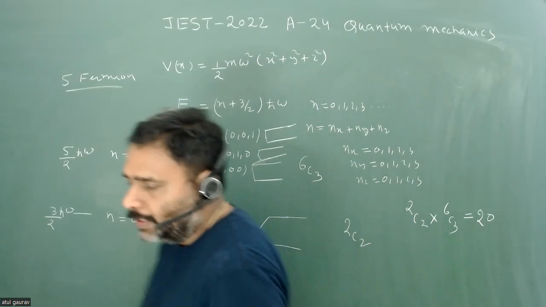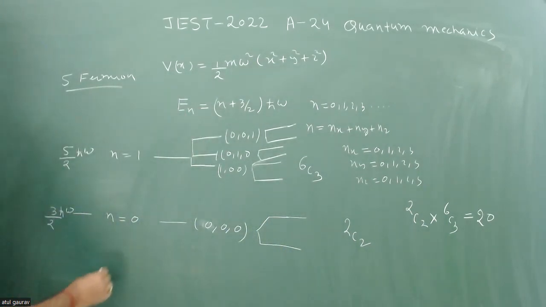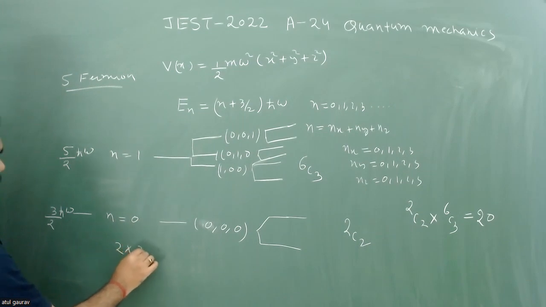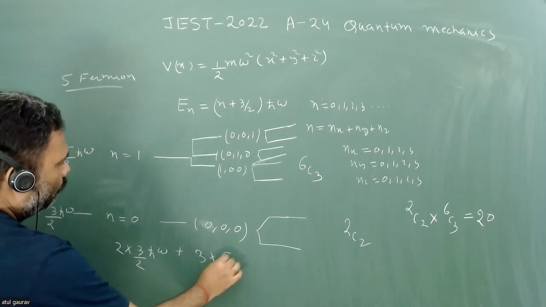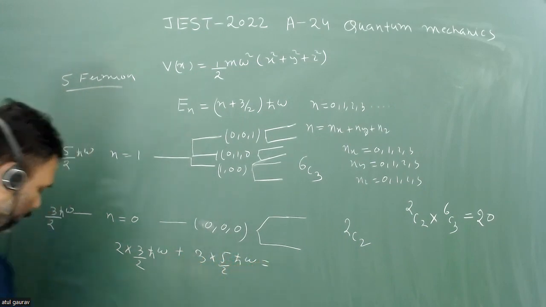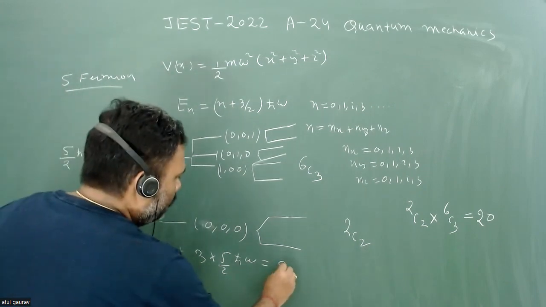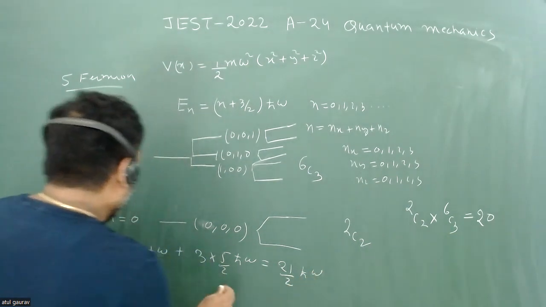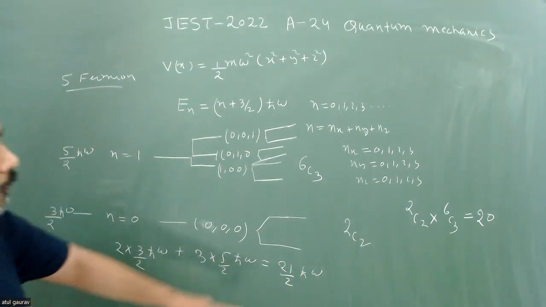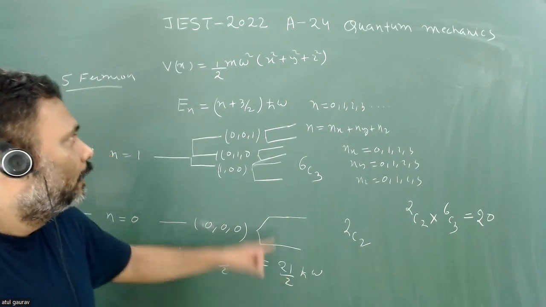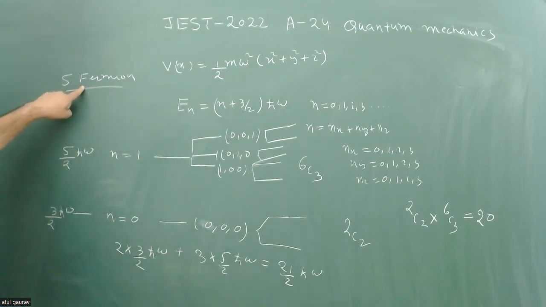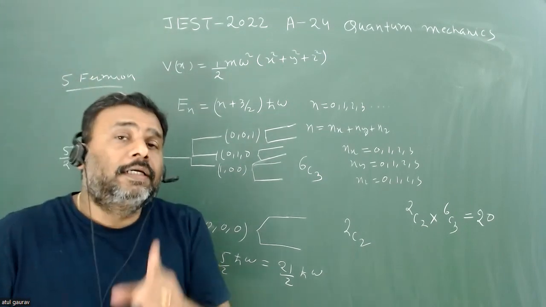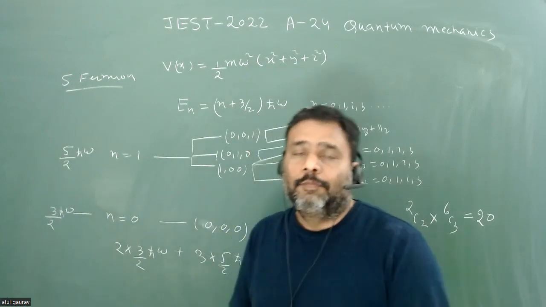And what will be the ground state energy? If you ask for the ground state energy, then this will be 2 times 3/2 h-cut omega plus 3 times 5/2 h-cut omega. And this energy eigenvalue I have calculated is 21/2 h-cut omega. So 21/2 h-cut omega for this particular potential will be the ground state energy. If we fill the 5 spin-half fermions, then 20 different energy eigenstates are possible.